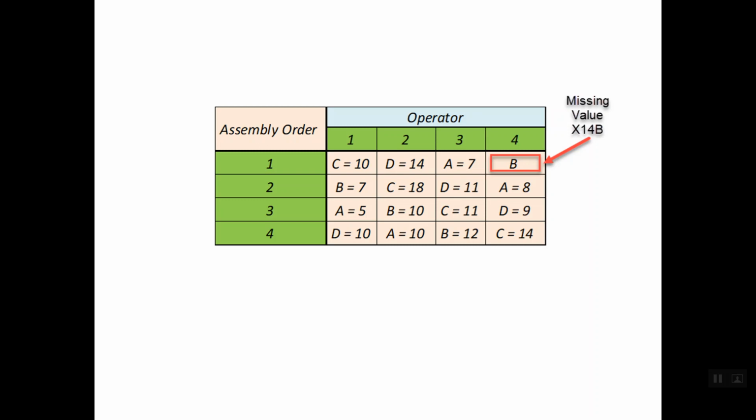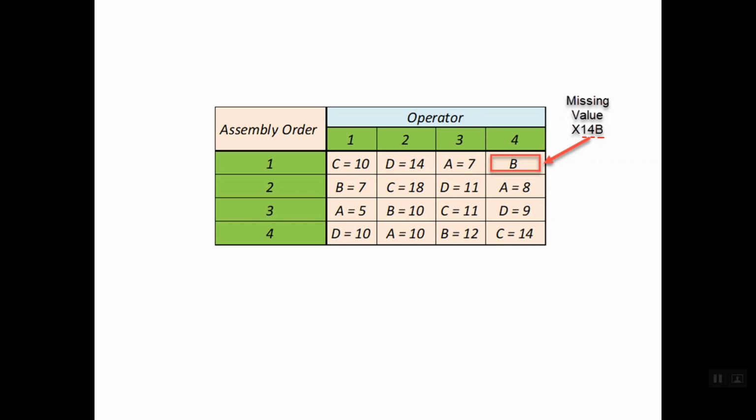X 1 4 B. The 1 here represents the order of the row. It's row number 1. The second number is 4 and represents the operator or the column. So we have the column number 4, and capital B means that the missing unit is for the treatment. So we have treatment B, but with missing value.